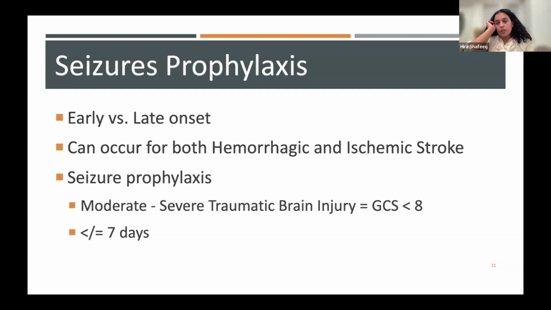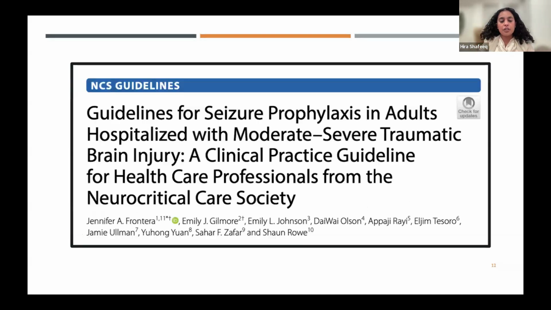Another indication that was very common previously was anyone with subarachnoid hemorrhage, which is a hemorrhagic stroke itself. And really, right now, the recommendation is no seizure prophylaxis is recommended. And even for the latest guidelines for severe traumatic brain injury, to the point where they have their own guidelines just for seizure prophylaxis for severe traumatic brain injury, they say that you can or cannot give. If you choose not to give, it's not going to be immensely detrimental for the patient.